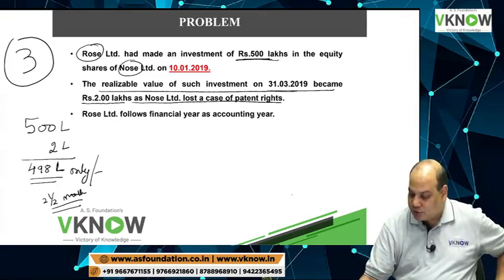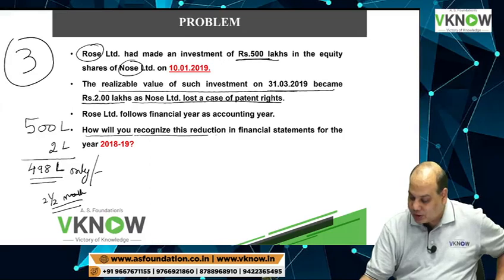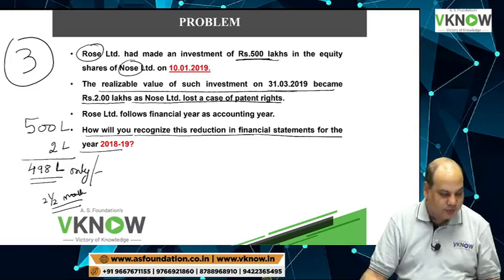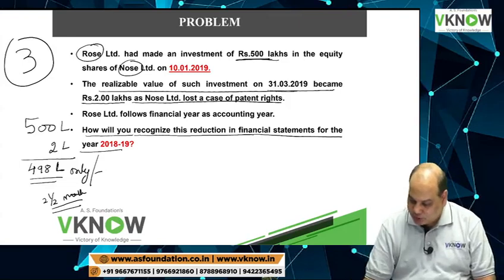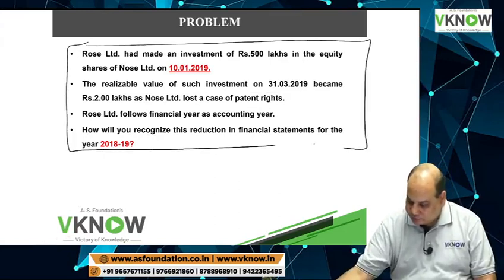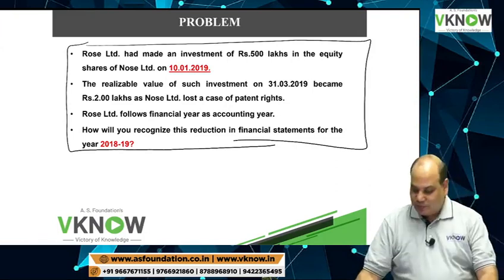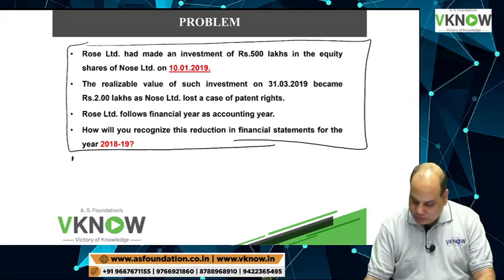Rose Limited follows financial year as accounting year. How will you recognize this investment in financial statement for 2018-19? First check whether it is a current investment or a long term investment. Nothing is given. So my answer will be assumption 1.